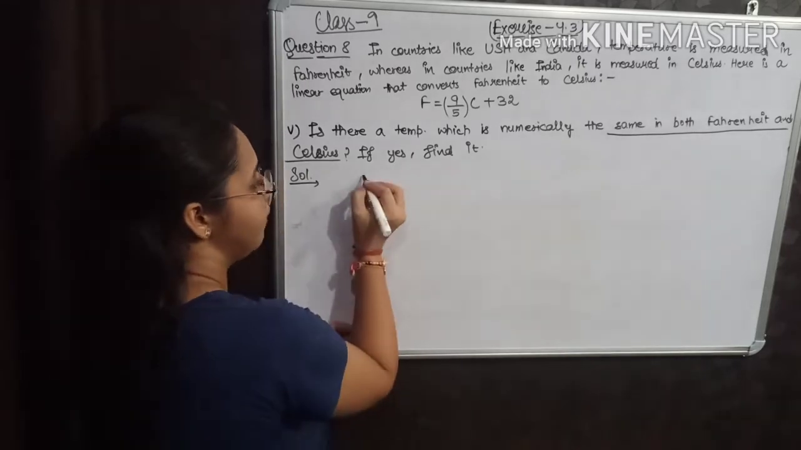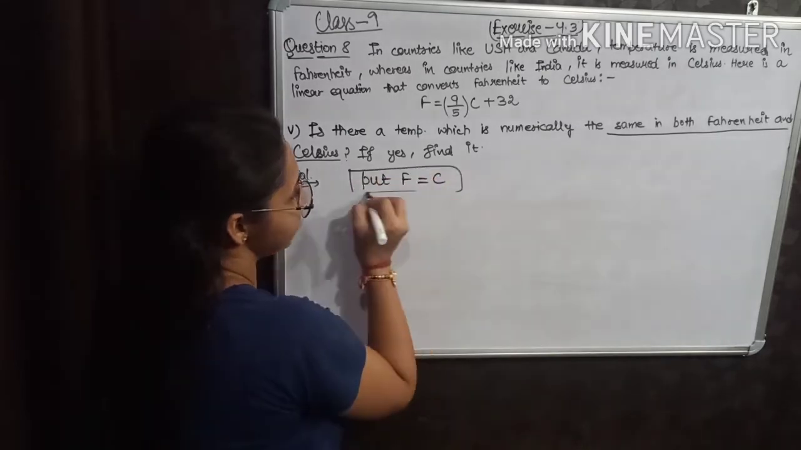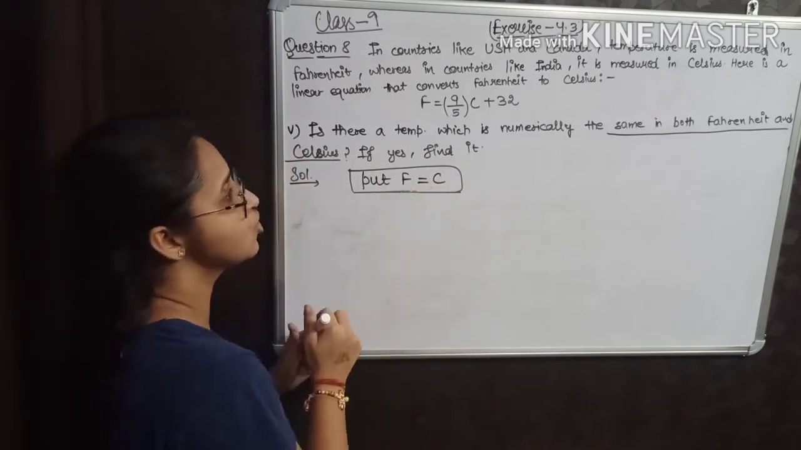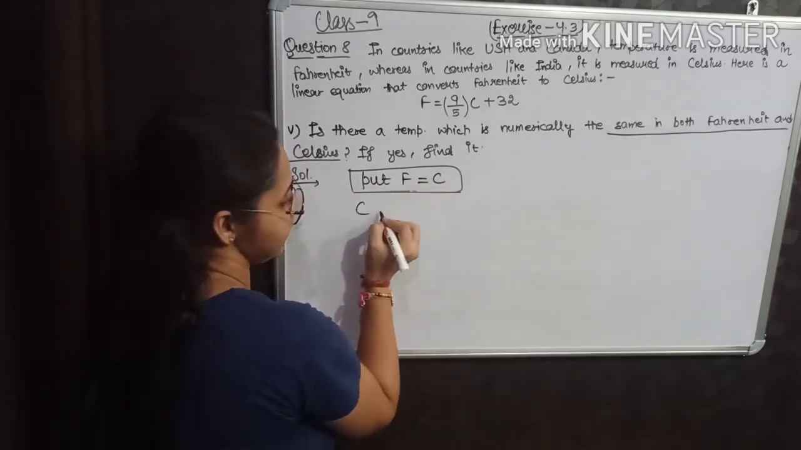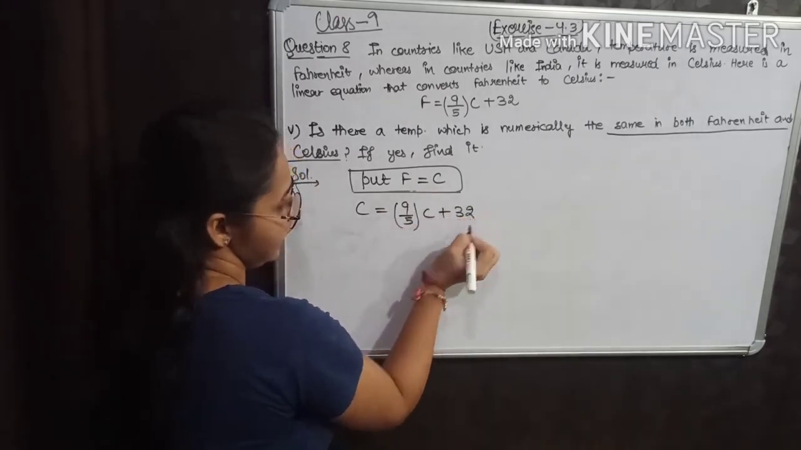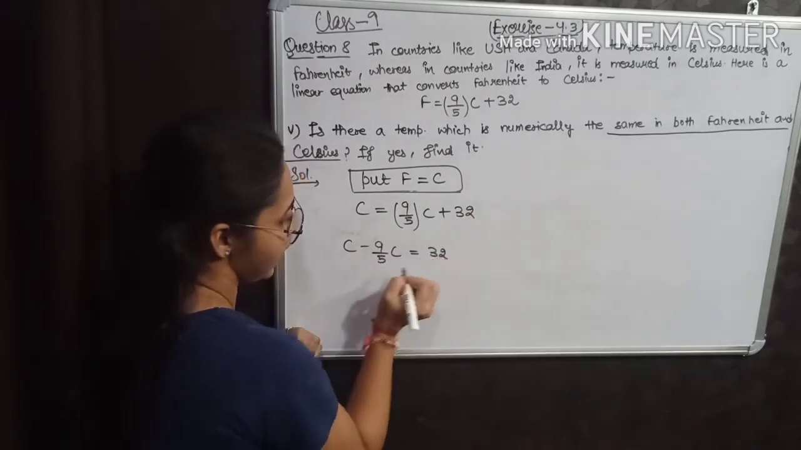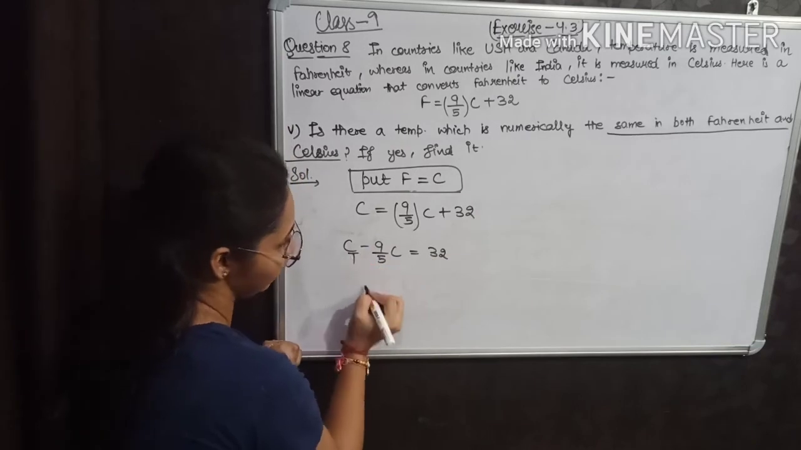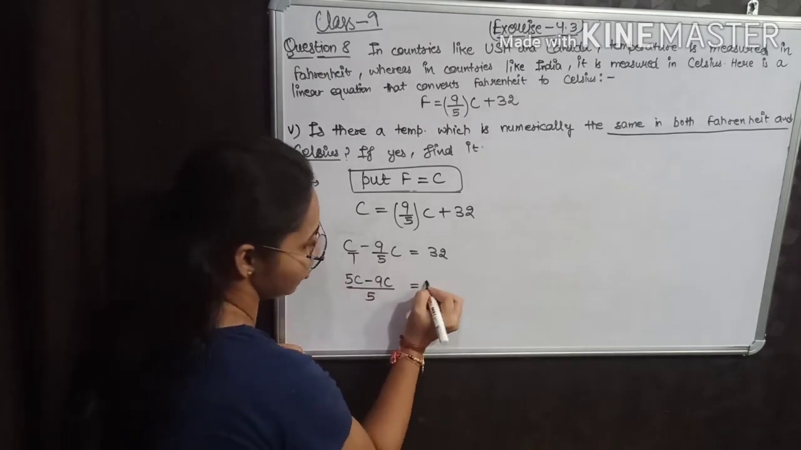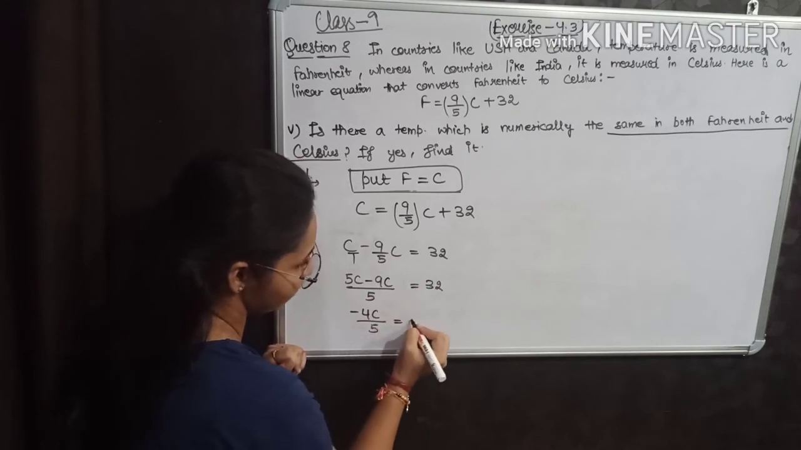So first of all, put F is equal to C. Why? Because it is saying, is there a temperature which is numerically the same in both. So first of all, F is equal to C. It means C is equal to 9 by 5 C plus 32. C minus 9 by 5 C is equal to 32. Now take the LCM. It will give you 5C minus 9C upon 5 is equal to 32.